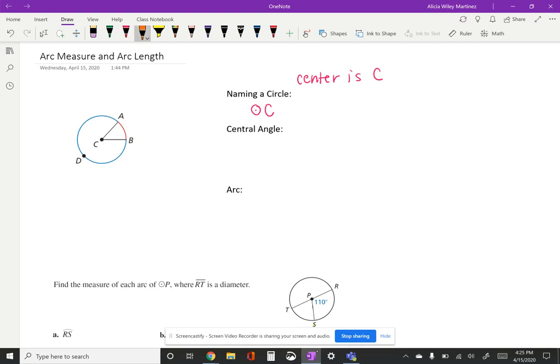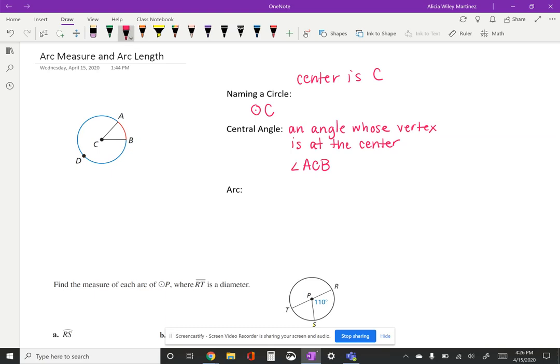Now the central angle is just that. It is an angle and it goes to the center of the circle. A central angle is specifically a special type of angle whose vertex is at the center of the circle. So an example of an angle that we have, you can see I highlighted it there in orange, is angle ACB.